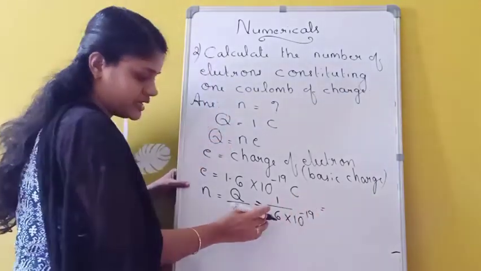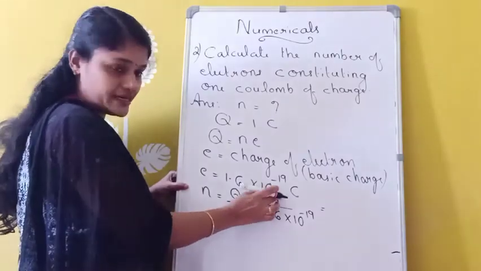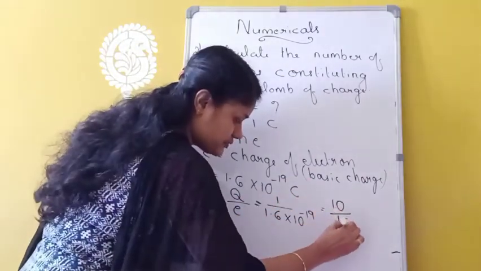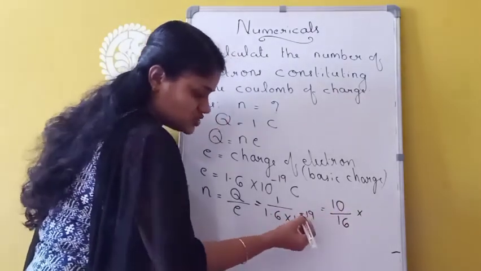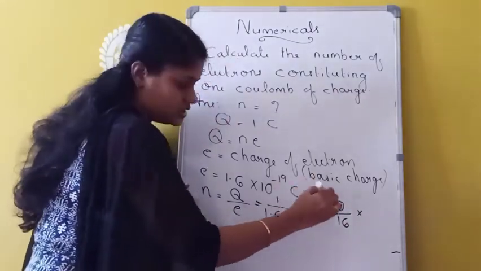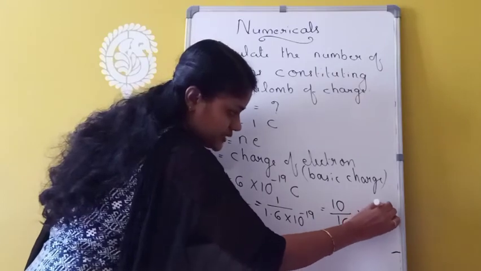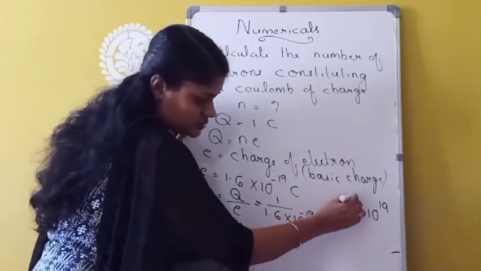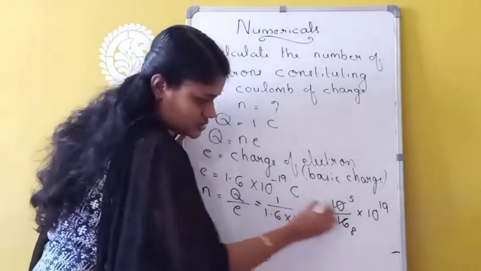That is equivalent to, I am removing the decimal, so I can multiply by 10 in the numerator. That becomes 10 by 16 into 10 raised to minus 19. I am taking it in the numerator, so it becomes 10 raised to plus 19. Now we can cancel with the 2 here: 5 2s are 10, 8 2s are 16, so 5 by 8.